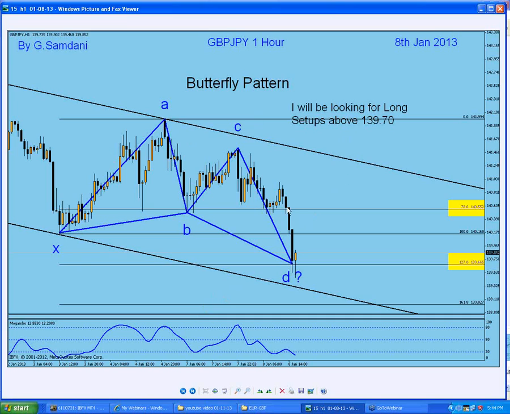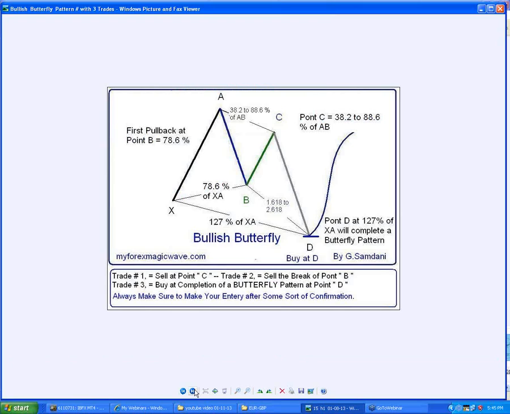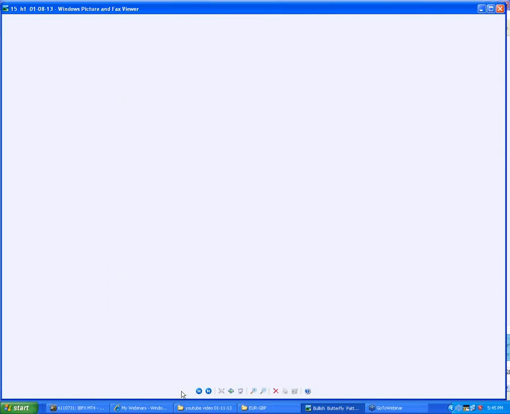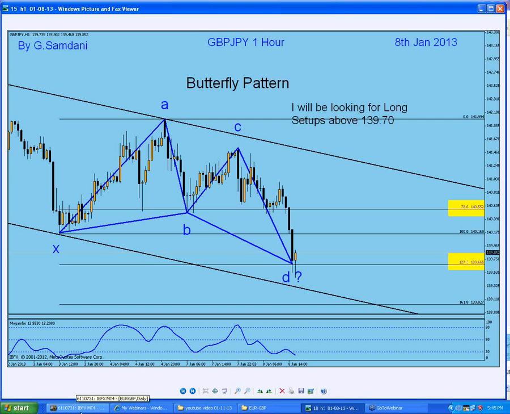So for now, for this one, this was like bullish butterfly exactly at 127 level. The first pullback was 78.6. These are the calculation, and these are the specification of that. The first pullback has to be 78.6%, and the second one would be 127 of XA. And as you can see, this was the perfect scenario. 78.6 and 127, and then I've said I will be looking for long setups above 139.70, right?